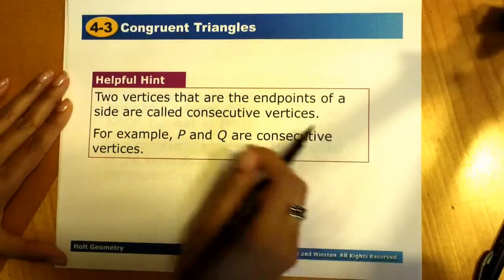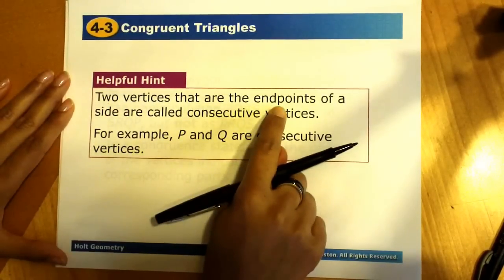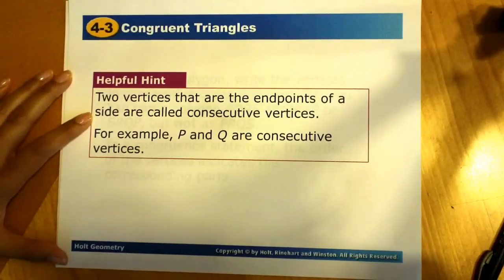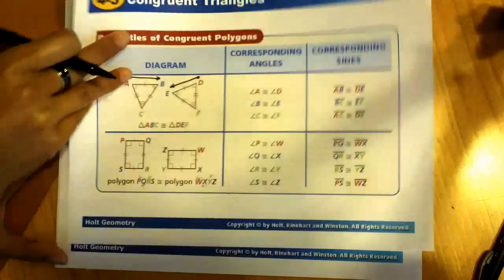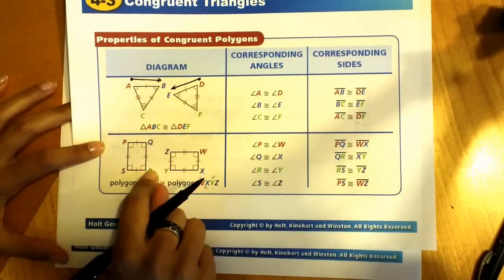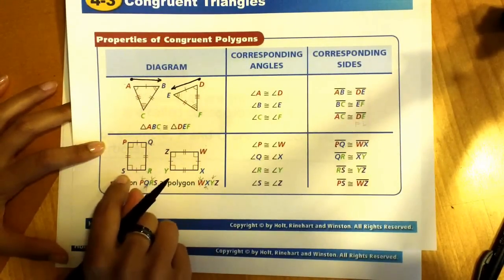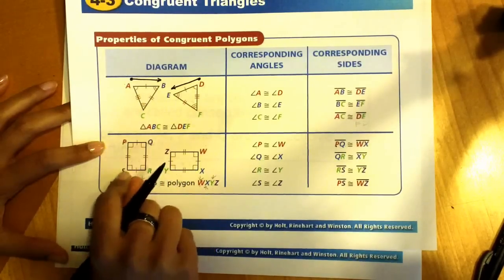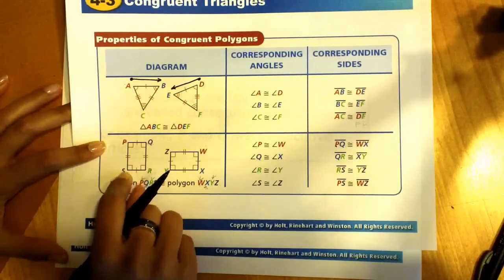Alright, so here's your helpful hint. If I have two vertices that are endpoints of a side, those are called consecutive vertices. So if I look back at the other page, two vertices that are back to back, PQ are consecutive, QR are consecutive, RS are consecutive, SP are consecutive. So ones that are right next to each other. QS is not consecutive.